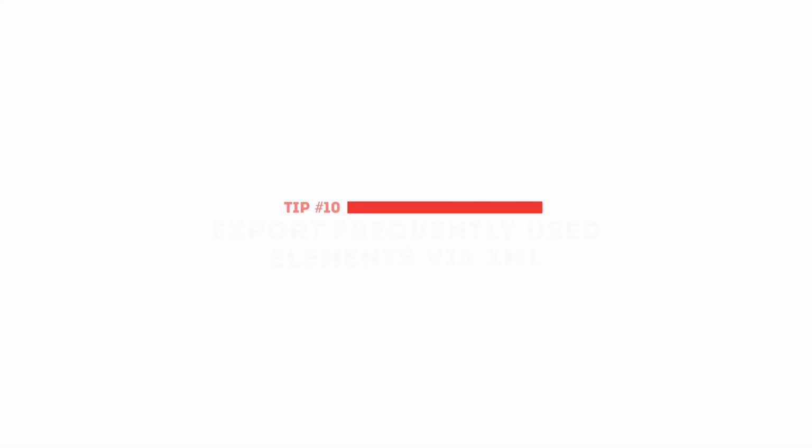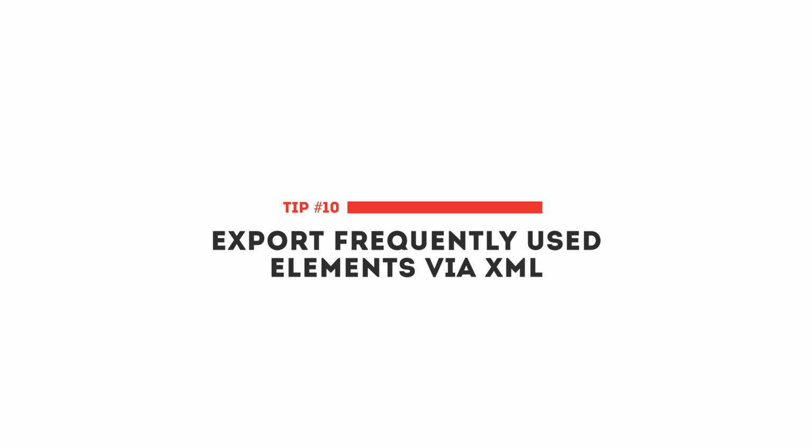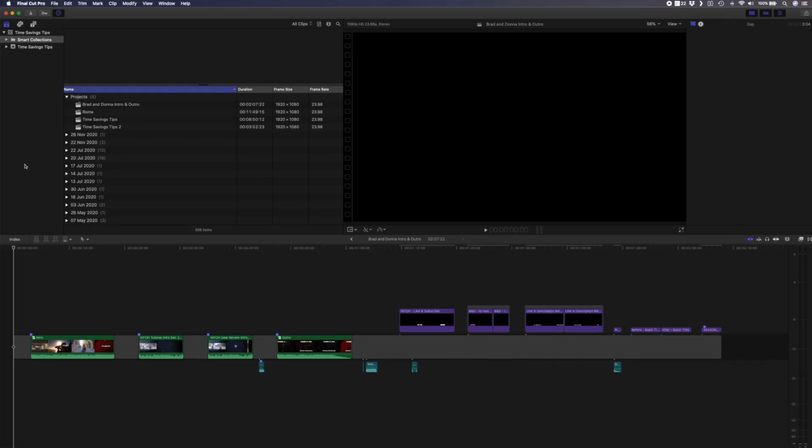And the last item on my list of time-saving tips to help you edit faster in Final Cut Pro is number 10, export frequently used elements via XML. I find this trick to be really useful when I work on my YouTube videos or when I work with a specific client on a long-term basis, and I often reuse the same graphics, titles, sound effects, or anything like that. I'll use this channel as an example.